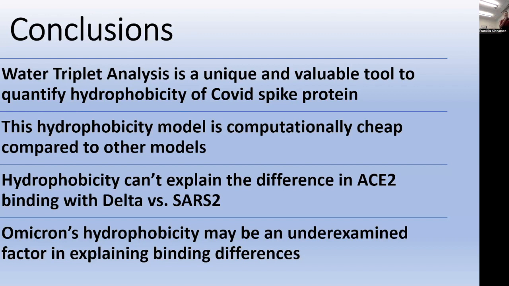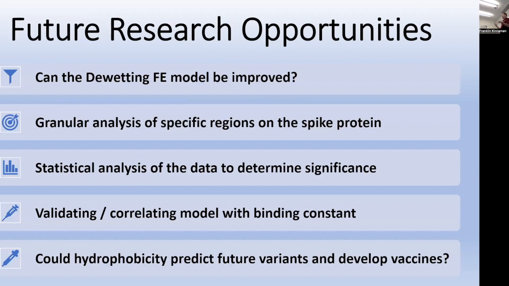Hydrophobicity doesn't seem to be able to explain the difference between the original SARS-2 with Delta, based on what I showed you, but it might be an underexamined factor when trying to understand Omicron's infectiousness. So it might be something that needs to be further investigated. So those are some of the conclusions I was able to come to. And again, we've just in the last couple of days, Sam's really been digging into alpha and beta and gamma and seeing some really interesting things there too, but not enough for me to digest and sort of try to explain here this morning.